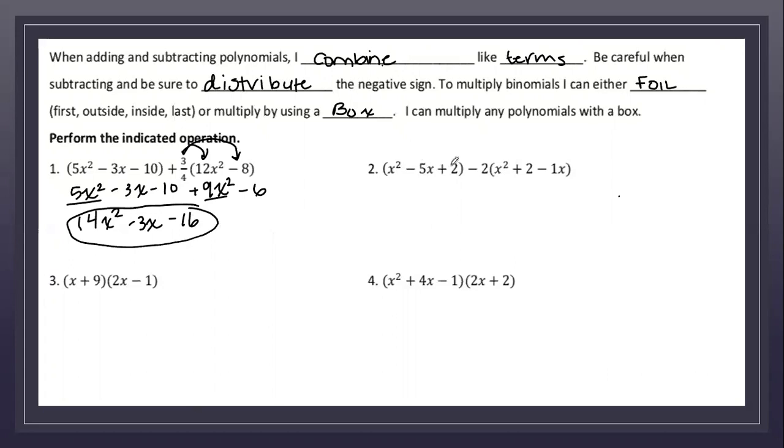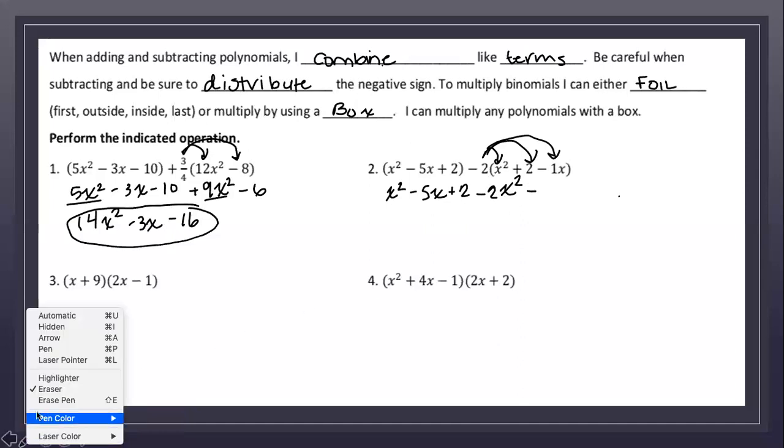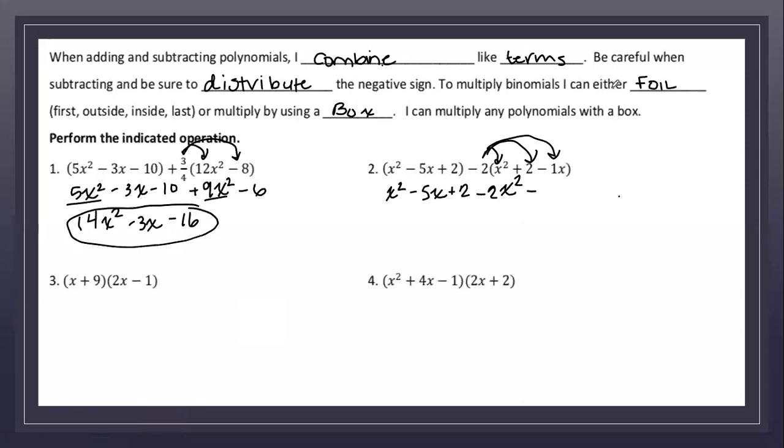For number 2, I have x squared minus 5x plus 2. And then I need to distribute my negative 2 to each term. So minus 2x times x squared plus 2 minus 1x. So negative 2 times x squared is negative 2x squared. Negative 2 times 2 is negative 4. Let me fix that. And negative 2 times negative 1 is positive 2x.